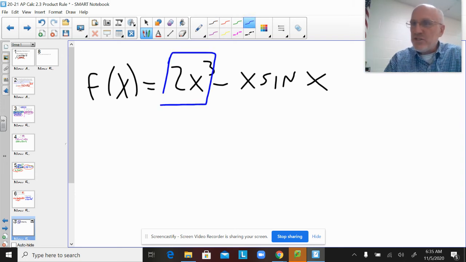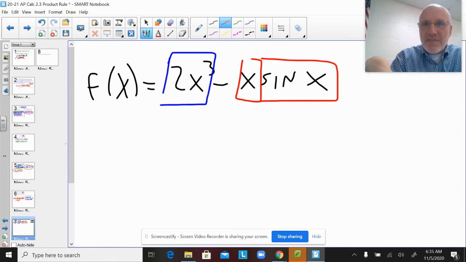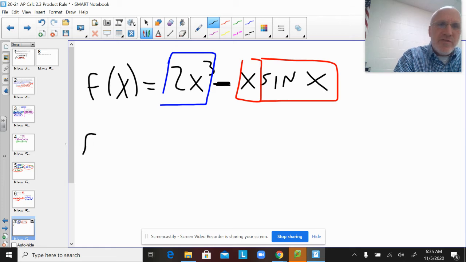Obviously, the derivative of that's just 6x squared. And then here is my product. And the reason we're doing this example is because of this minus sign right there. I'm trying to make it bold. We've got to be real careful of that minus sign. So let's find the derivative of this.